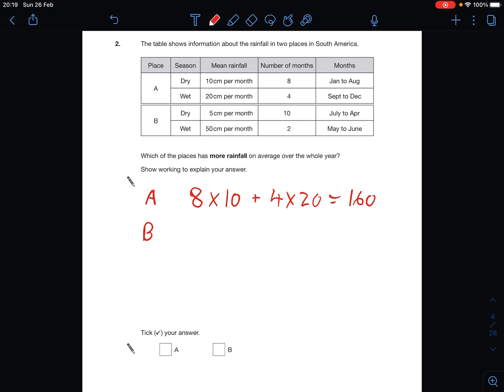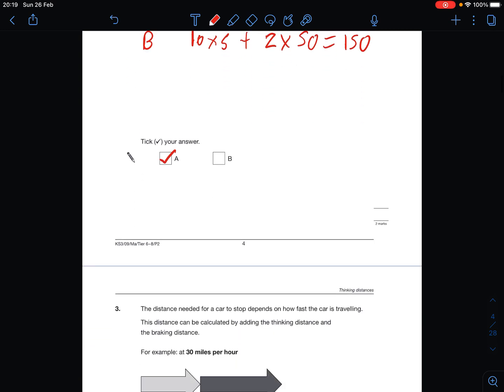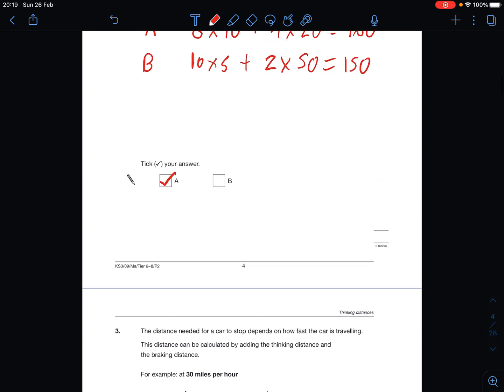Same idea for B, it has 10 months of 5 centimetres of rain, and it has 2 months of 50 centimetres of rain. 10 times 5 is 50, 2 times 50 is 100, 50 plus 100 is 150. So, which one has more rain? Well, place A had 160, place B had 150, so place A has more rain. I'll quickly go back to that.